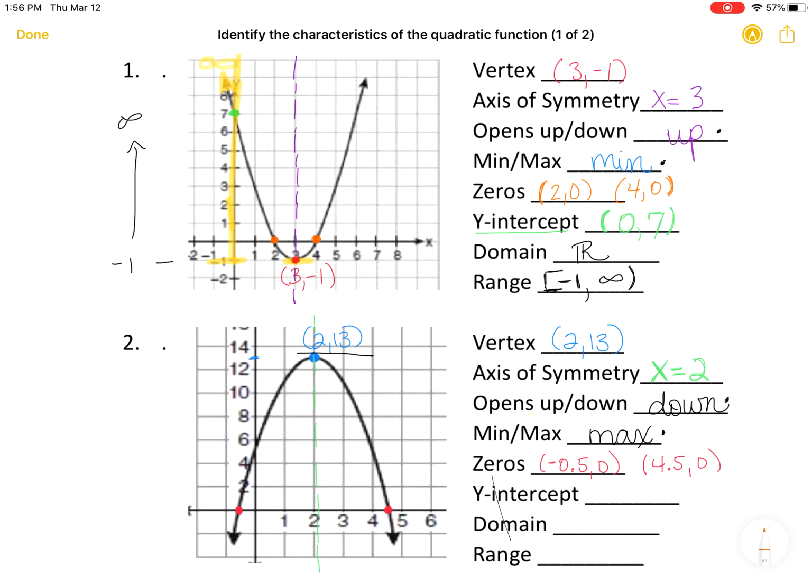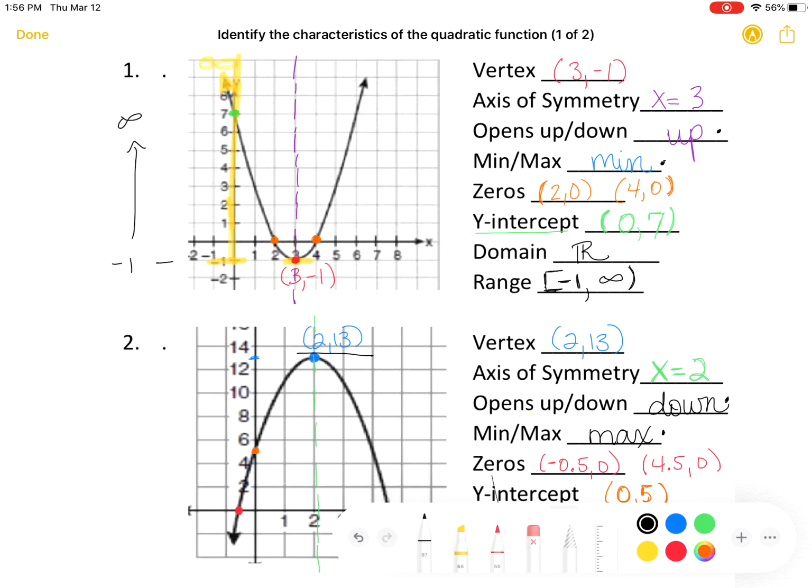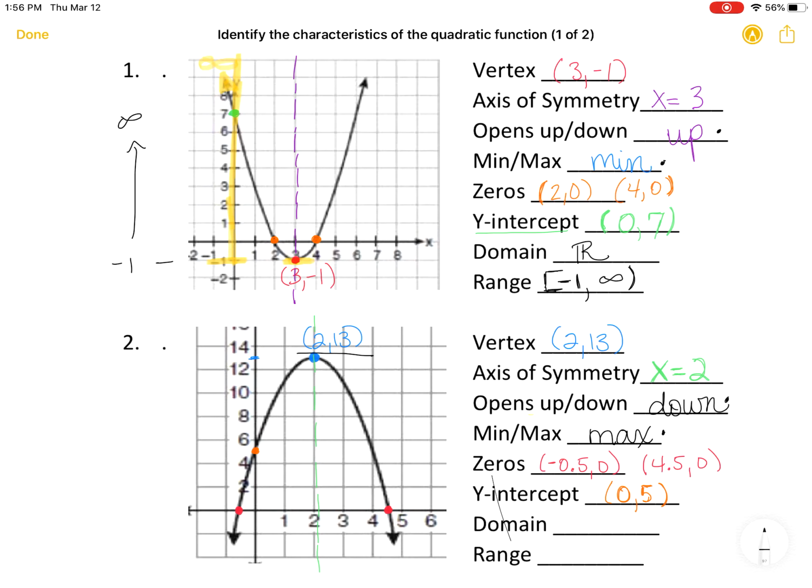Okay. Y-intercept, it crosses here between 4 and 6, so we'll just call that 5. So it's at 0, 5. Okay. Your domain is all real numbers. I'm going to write that using interval notation just so you can see that. It doesn't matter to me which notation you use.